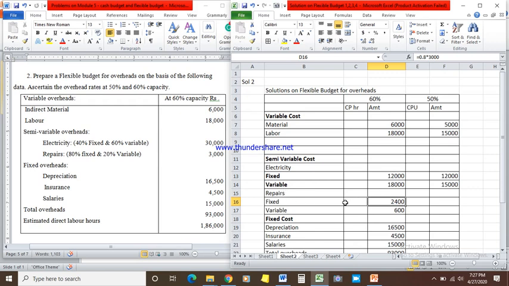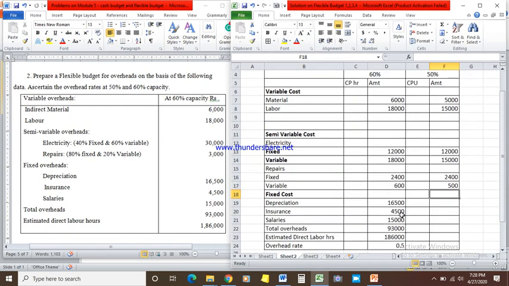Similarly, under the repairs, fixed is 2,400. So this fixed amount remains the same. Only the variable part is going to be calculated proportionately. So 50 into 600 divided by 60. It comes to 500. So all these fixed costs which we had incurred are going to remain the same. Depreciation, insurance and salaries are going to remain the same even at 50% capacity. So accordingly, if I take the total now, the total overheads comes to 85,900.